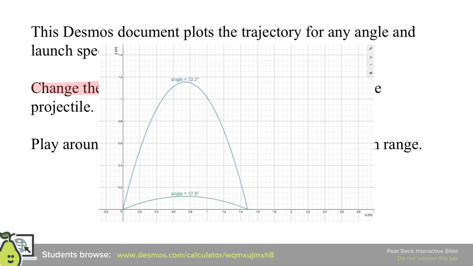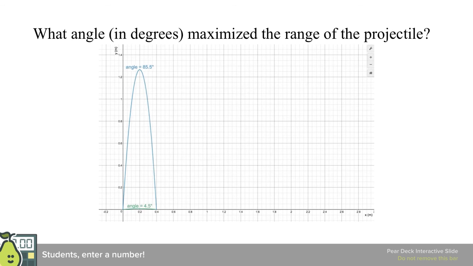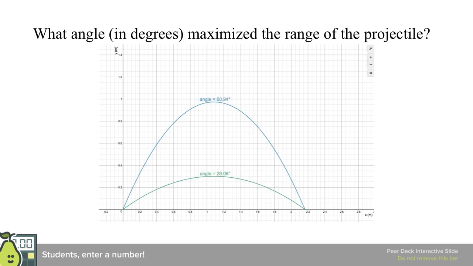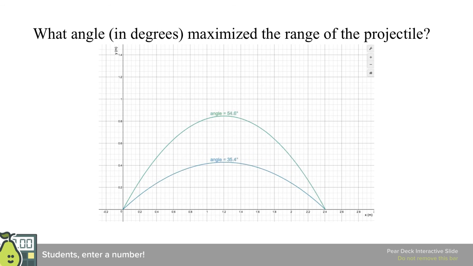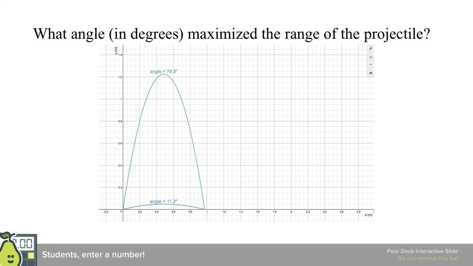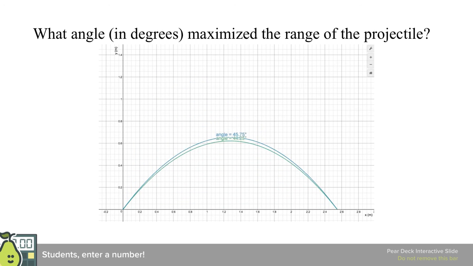That's probably good enough. So what angle in degrees maximizes the range of the projectile? Which made the projectile go furthest? We can see it happened at 45. Let's play again to watch it. I'll see if I can pause it at the right point. Almost. So at 45, it has maximum range.